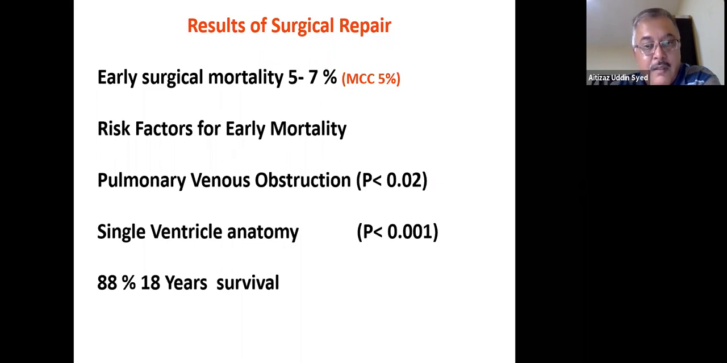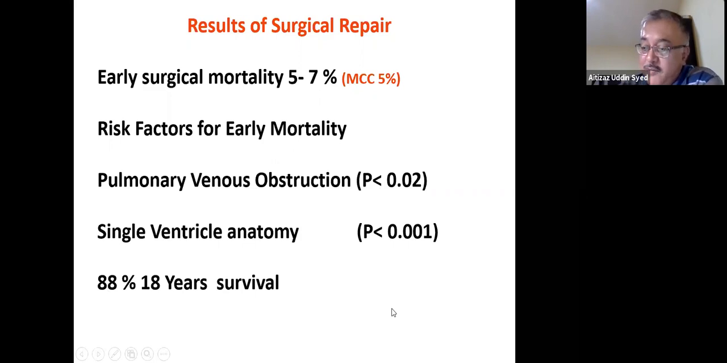All the ICU management which you do, and then we have another tool, ECMO. If it's still not behaving, you can put them on ECMO for a few days and wait for the pulmonary hypertension to reduce so that they can be taken off. And this was proved by a multivariate analysis in which the two risk factors which stand alone for early mortality are pulmonary venous obstruction, which obviously contributes to the pulmonary hypertension in a more aggressive way, and single ventricle anatomy.